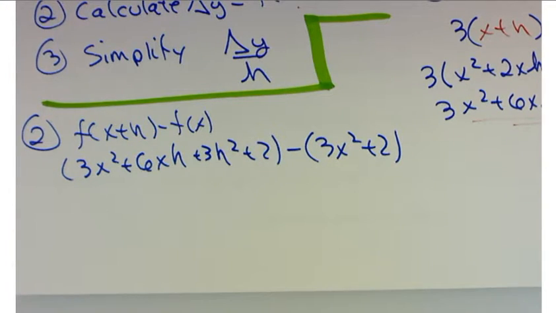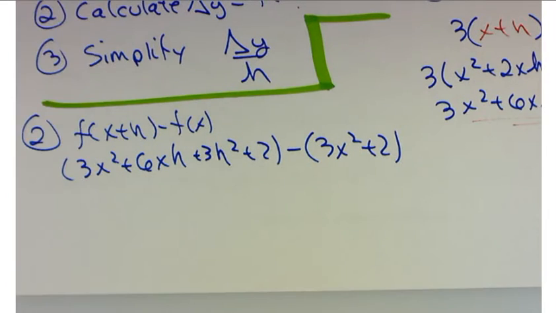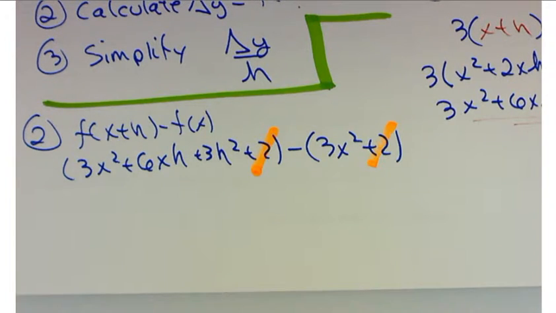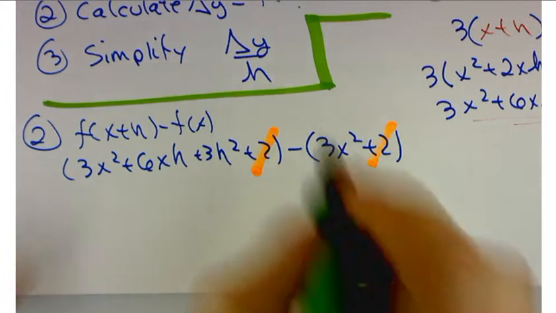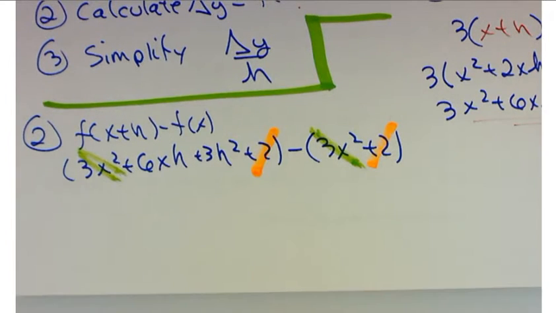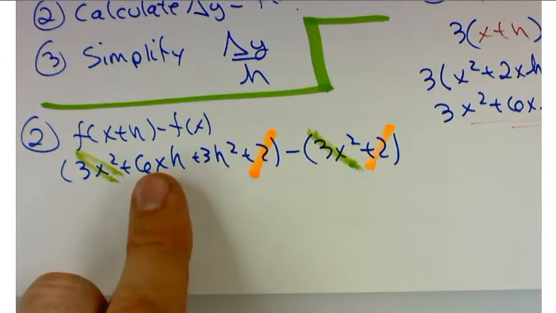All right, there's a couple things that cancel out, right? In fact, everything from f of x should cancel out. So the 2's cancel out, and the 3x squareds cancel out. These cancel out. So what's left? 3h squared plus 6xh.